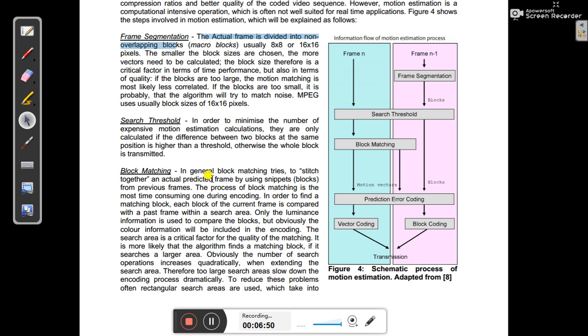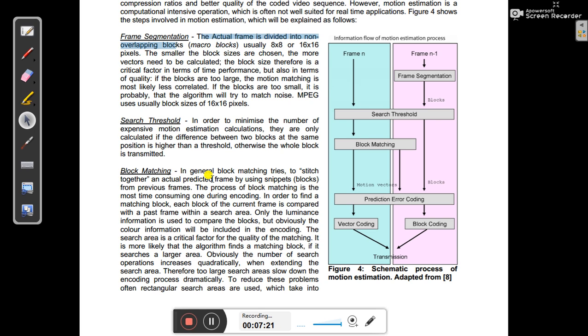That's because we might go for a larger search area, or a smaller search area, and that is why this is a critical factor for the quality of matching. If it searches a larger area, the algorithm is more likely to find a matching block, but obviously the number of search operations increases quadratically. That is the point. If you choose a larger area, your computation will increase quadratically, meaning in a power of 2.